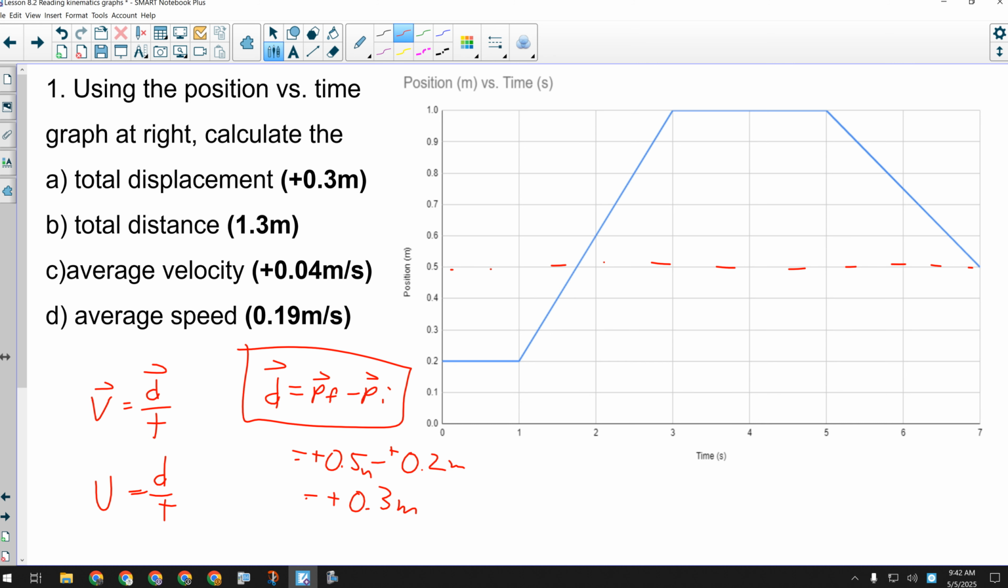Is displacement a vector quantity? Yes, it is. That's why it has to have a positive on it. Okay, if you just write 0.3 meters, you're wrong. That is not the displacement. Positive 0.3 meters is the displacement.